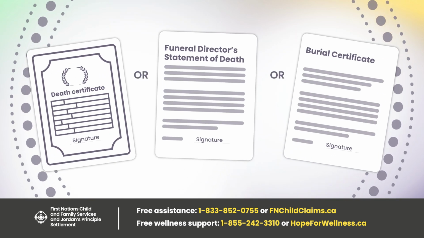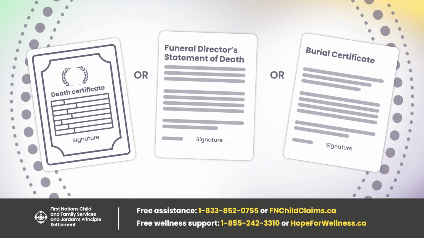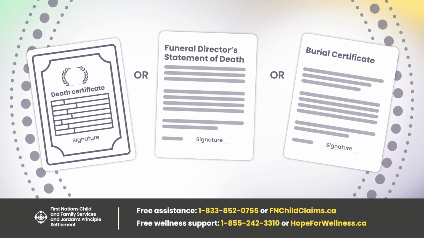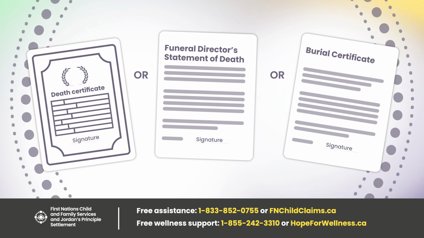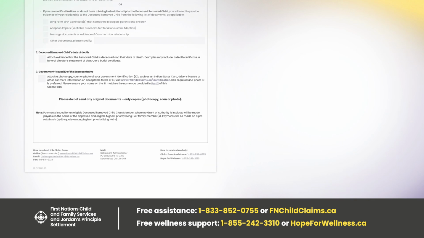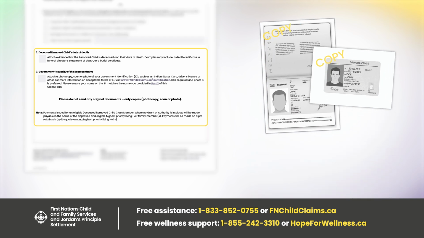You will then have to provide evidence of the deceased removed child's death and the date of their death. This might be a death certificate, a funeral director's statement of death, or a burial certificate. And as the representative, you'll have to attach a photocopy, scan, or photo of your government identification, ideally photo identification. Please ensure that your name on the ID matches the name you provided in Part 2 of this claim form. Once again, please remember to never send original documents, only copies.